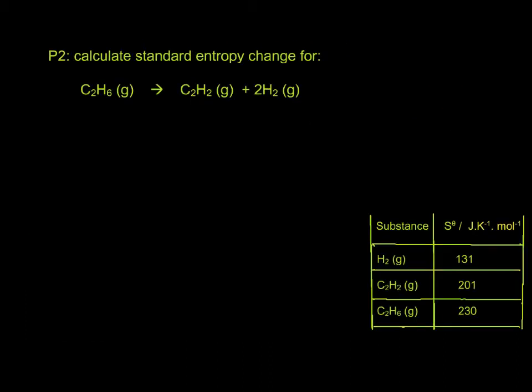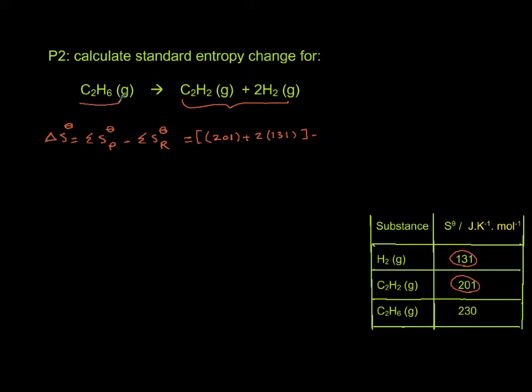One other problem to do, this is C2H6 that is breaking into C2H2 and releasing also 2 hydrogens. Calculate delta S. So delta S then again is sum of S of products minus sum of S of reactants, and we simply plug it in and try not to make mistakes. These are my products. I have C2H2. So C2H2 is 201, plus 2 hydrogen, each hydrogen is 131, minus my reactant, which is simply C2H6, 230.